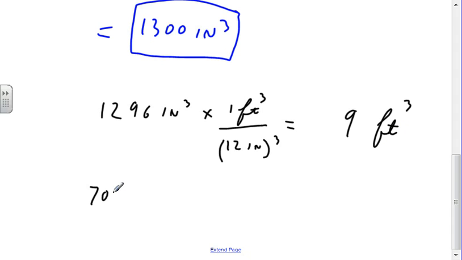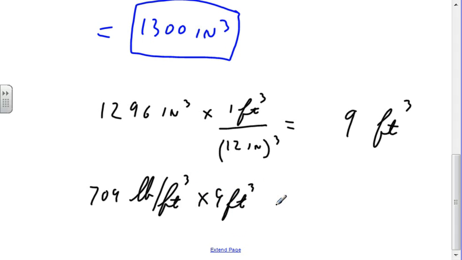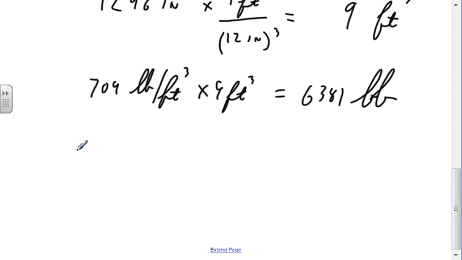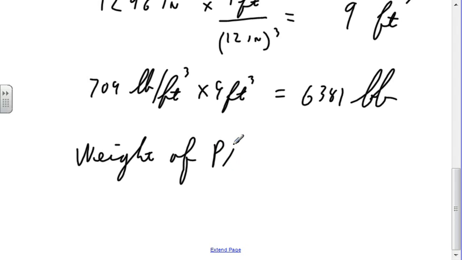All right, so 709 pounds per cubic foot times 9 cubic feet. Cubic feet goes away. The only unit I have left over is pounds. Okay, times 709. And I have 6381. But again, I only have 3 significant digits, so I'd say weight of lead, Pb, right? 6380 pounds.